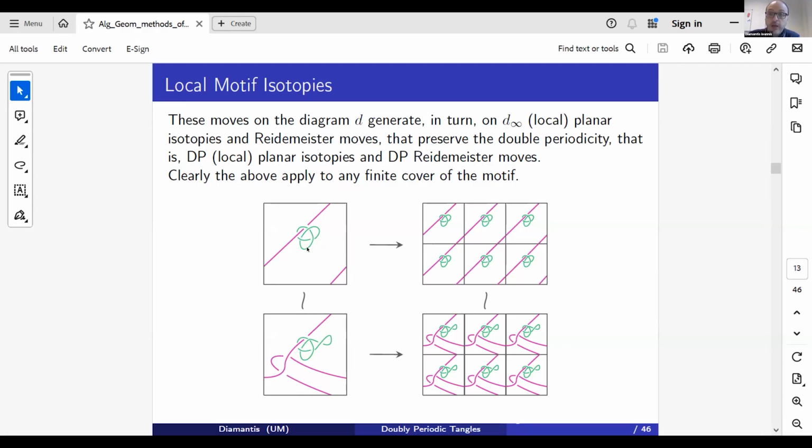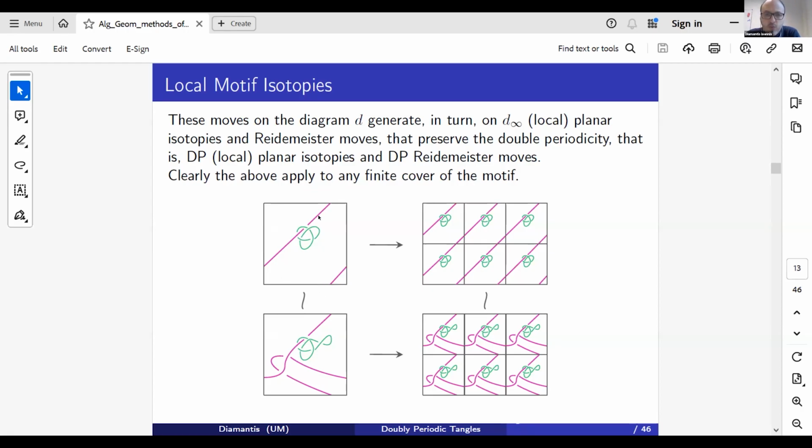And when I say local motif isotopies, and we said they take place away from the meridian and longitude, it means that they take place inside the identification plane, inside this parallelogram. You can see here. So we are not allowed to touch the boundaries, the meridian or the longitude. So far these would be different types of moves. This is quite interesting.